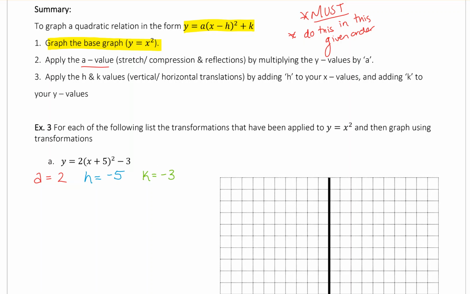Now, step 1. Let's start with our base graph. Well, our base graph is this table right here. And I'm going to just write it down as y equals x squared. Remembering the values that we used before, we can just use those again. And the corresponding y values to those are as follows. Now, the first thing we want to do is apply our a value. So from here to here, we're going to apply a.